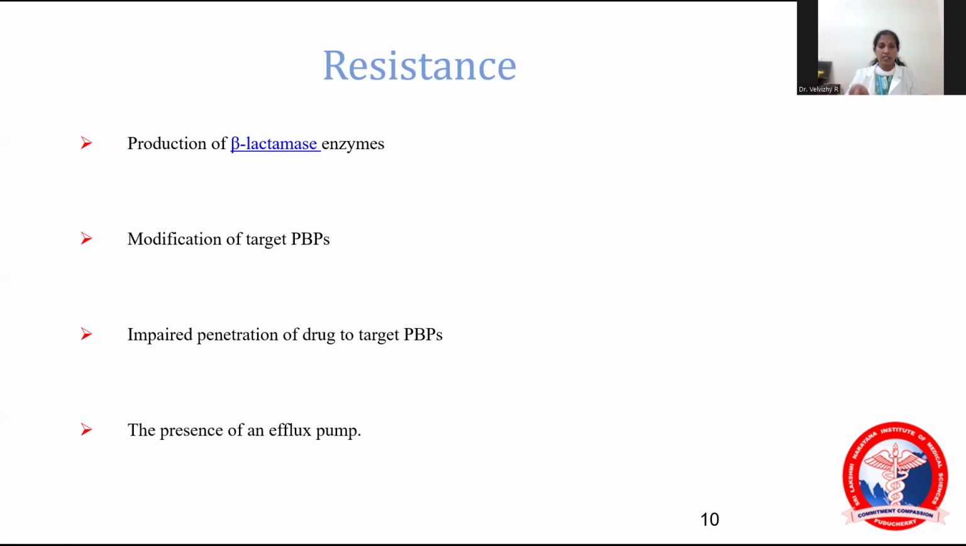The second one is the penicillin binding protein, which is the important target site for binding of the penicillin. There will be some modification in this target site so that the penicillin will not bind with the penicillin binding proteins. The third one is impaired penetration of the drug to the target site. That means the drug will not reach the penicillin binding protein itself. And the fourth one is, even if it enters inside the cell, before binding with the penicillin binding protein, due to efflux pump, the drug will be thrown out of the bacteria. So these are the four mechanisms by which bacteria develop resistance towards antibiotics, especially penicillins.